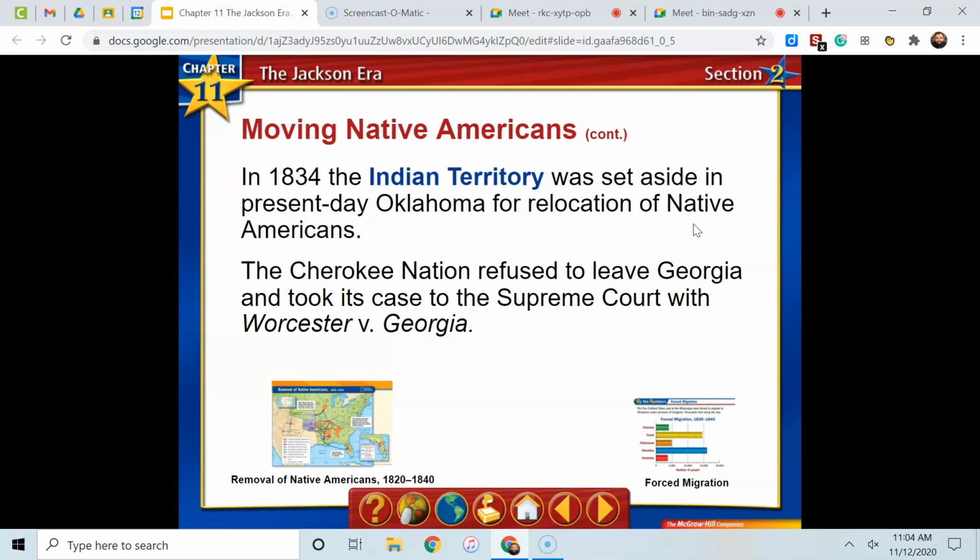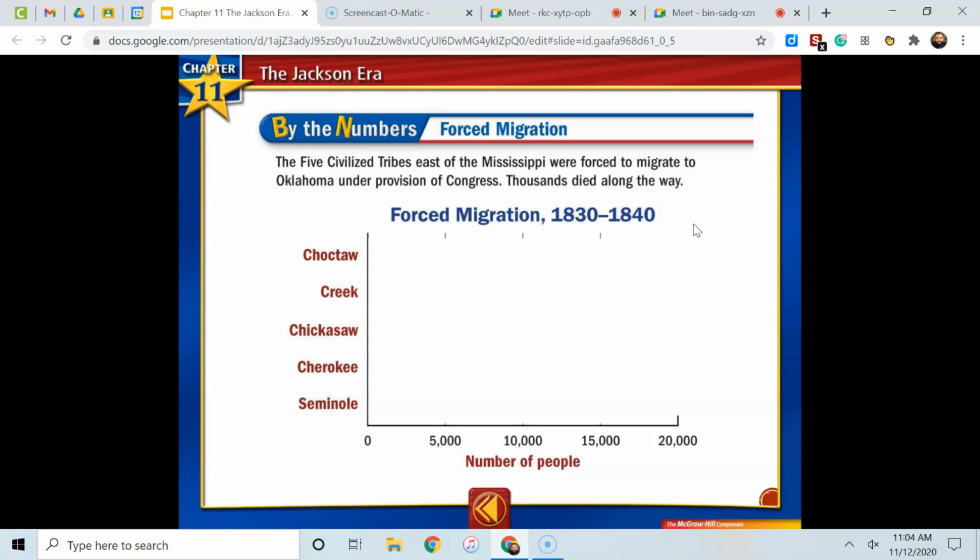Now, we'll kind of get into a little bit more about the Cherokee today, but certainly we're going to mention a variety of different tribes that were affected by the Indian Removal Act. So the Cherokee Nation refuses. They say, no, we're not leaving Georgia. And they are going to eventually take their case all the way, not only from the state, but to the federal level. They're going to go to the Supreme Court with Worcester versus Georgia. It's going to prove to be a very smart move for the Cherokee, but unfortunately it's not going to have the desired end they wanted to.